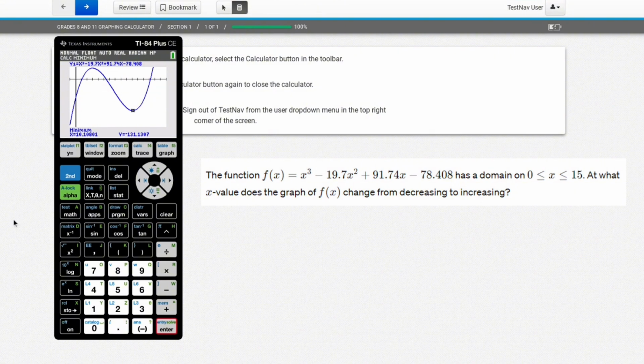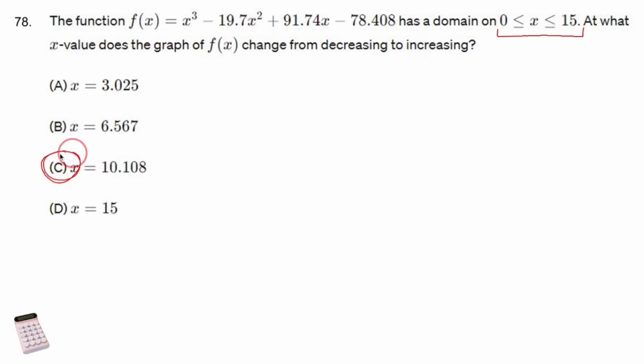So let's go back and circle the option that gives us that. 10.108, the answer is C. So the way this problem is worded again is they want to go from decreasing to increasing, which means they want a local minimum. Which is right there. If they were to say increasing to decreasing, you would do the same idea, but find your maximum. So it's all in the wording.